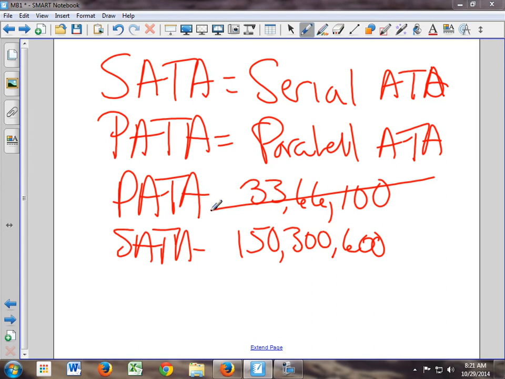Especially compared to SATA 2, which is what we have most of. It's 3 times faster than the fastest PATA drive. And I guarantee you we had some PATA drives that were still 66. So now you're talking about 4.5, 5 times faster of a newer hard drive than an older one. 5 times faster is a lot faster.